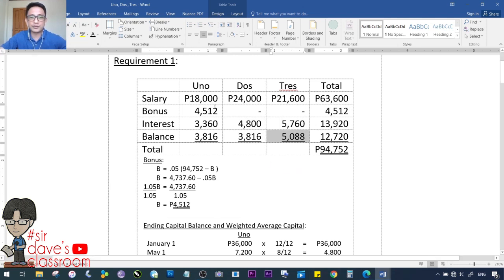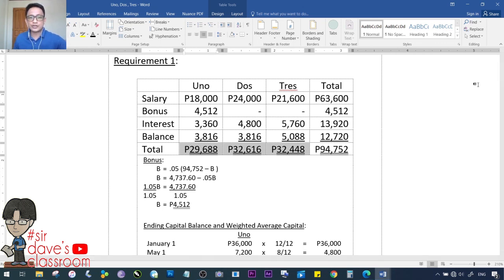Tapos na tayo for requirement number 1. All you have to do is to total this one. Ingat ka ha. Baka yan na nga lang magkamali ka pa. Sayang naman lahat ng effort mo. Requirement number 1: 29,688 goes to Uno. 32,616 goes to Dos. 32,448 goes to Tres.